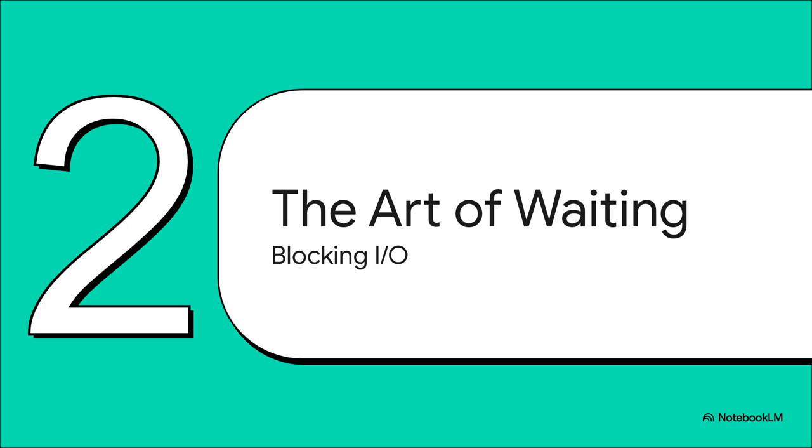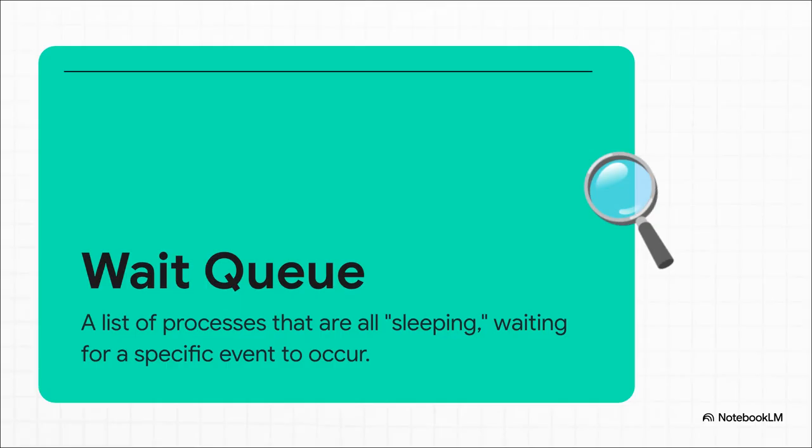Okay, so we can send commands, awesome. But let's go back to that first problem we talked about. What does the driver do when it can't fulfill a request right away? Well, the answer is, it waits. And this brings us to the whole concept of blocking I/O. The main tool we use for waiting is called a wait queue, and it's pretty much what it sounds like. It's a list of processes that have been put to sleep because they're all waiting for the same thing to happen.